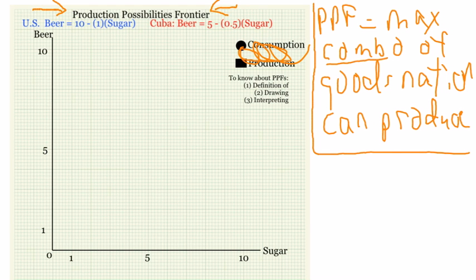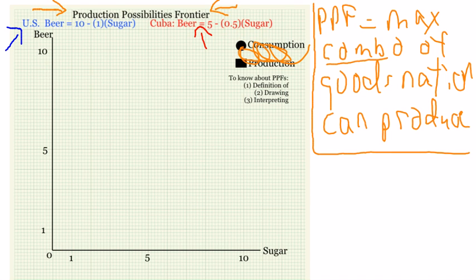Up here you see I have an equation for the US and I have an equation for Cuba. Later we're going to be doing some examples where we say, okay, right now the US doesn't trade with Cuba because of the embargo. What if we did? How would it increase the wealth of both nations if they did so?